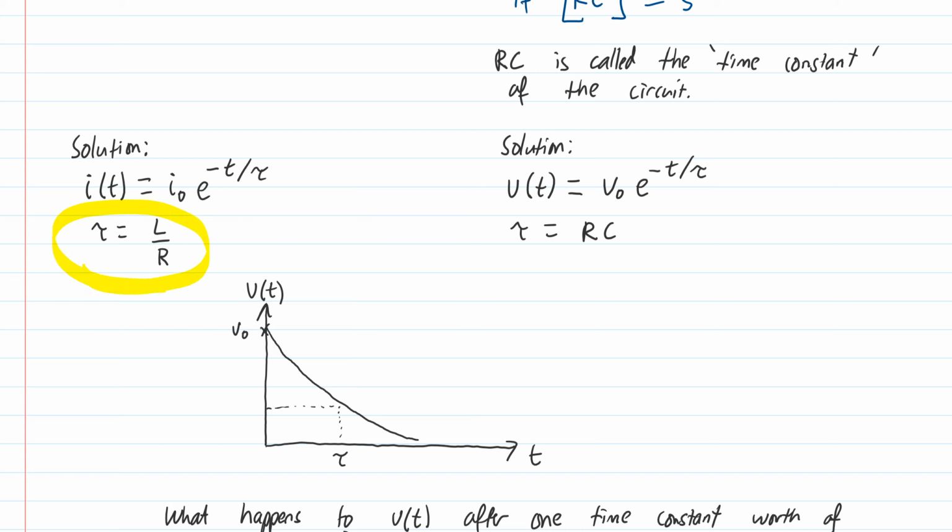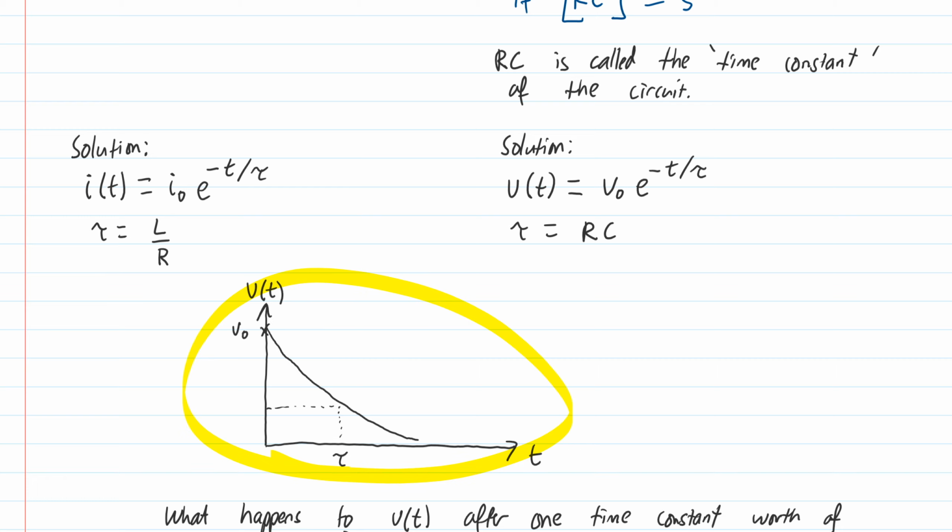So the time constant for the inductive circuit is L over R. The time constant for the capacitive circuit is R times C. You should know those, and you should recognize those time parameters and understand their meaning in terms of the exponential decay of the parameter.